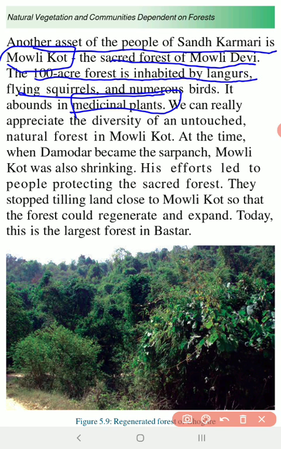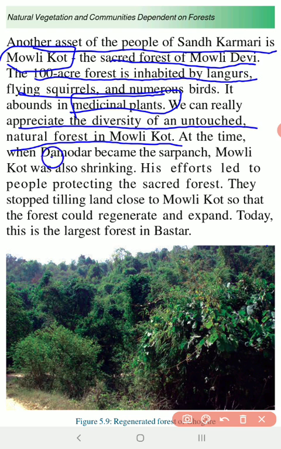In the forest in our villages now you will find old people who are very good at giving local medicines and herbal medicines. Where do they get all these? They go into the forest, they search, they find the herbs. So forests are abounding with so many medicinal and herbal plants. This particular forest Mauli Kot has so many medicinal plants. We can really appreciate the diversity of untouched natural forests in Mauli Kot.